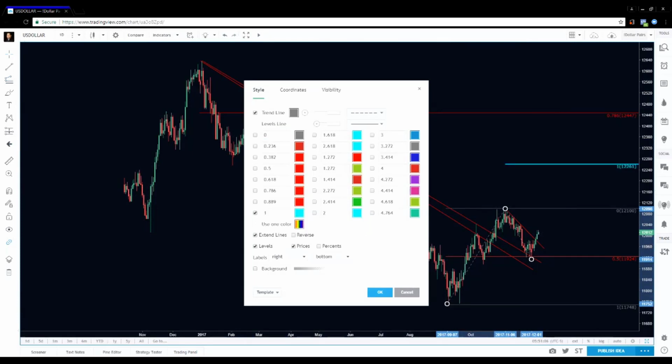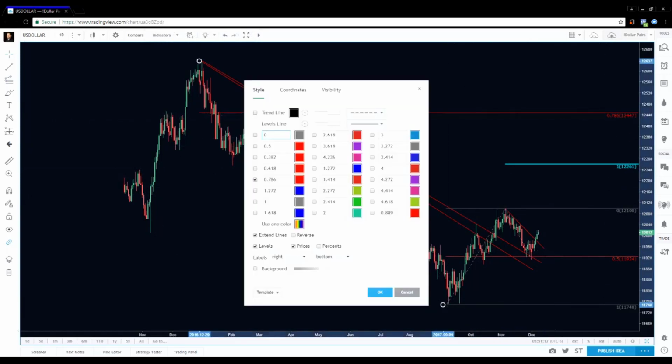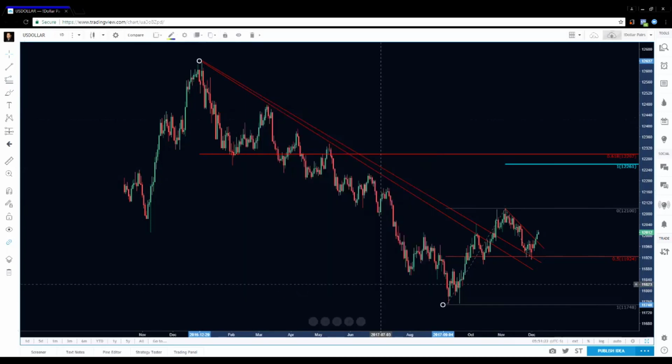I'll do this one here. You can see here, there's the 1, right? That signifies the 100%. So let's go see what Fibonacci levels are there. And you can see that it's pretty close to the 61.8% retracement of the bigger swing.